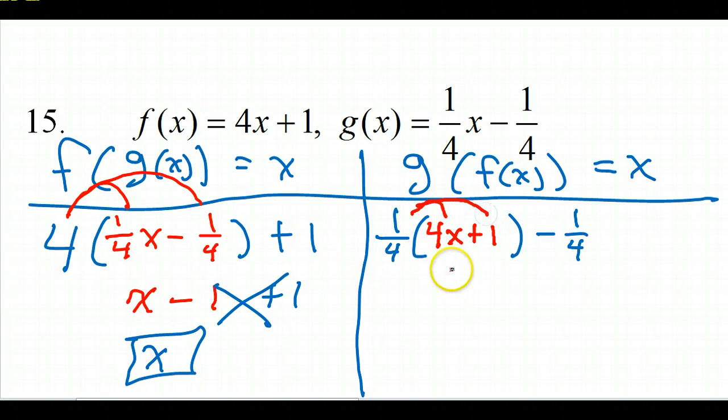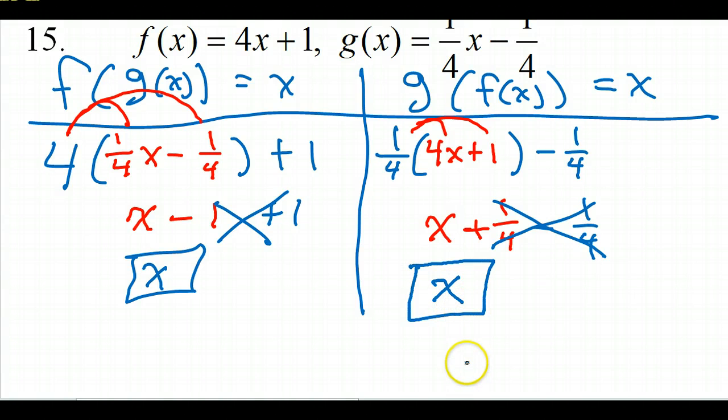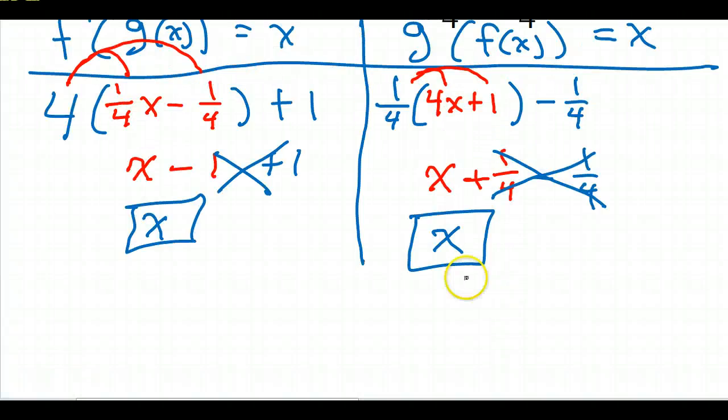One more time with the distributive property. What will I get when I do 1/4 times 4x? X. Now, what's 1/4 times 1? 1/4. So I'll have x plus 1/4. Now I'll bring down the blue minus 1/4. Now what happens? The positive 1/4 and the negative 1/4 just cancel out. So that'll just be x. And that proves that they're inverses.